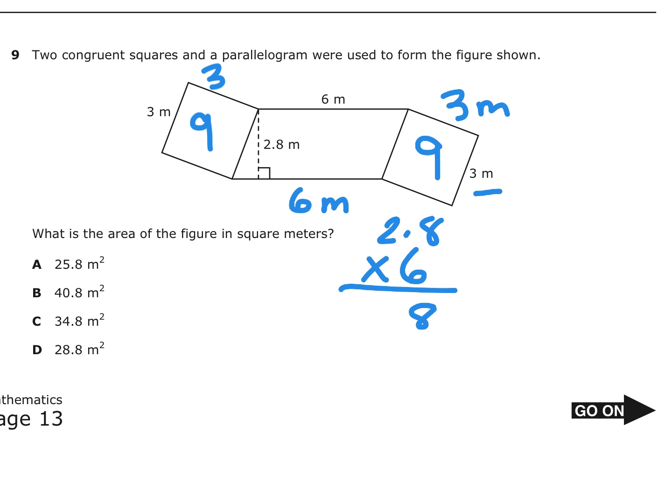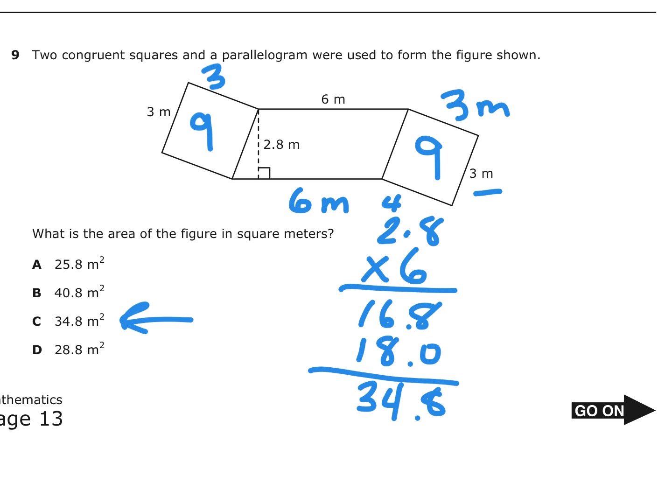6 times 8 is 48. Carry the 4. 6 times 2 is 12. 12 plus 4 is 16. So we have 16.8. And then for the squares, we have 9 plus 9, which is 18. So we're going to add 18 to the 16.8. So that's 0.8. And this would be, it looks like 34.8. So the answer here should be C, 34.8 square meters. These were meters, so that's square meters. 34.8, answer C is correct.